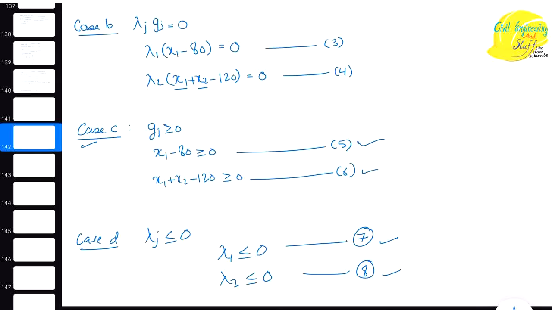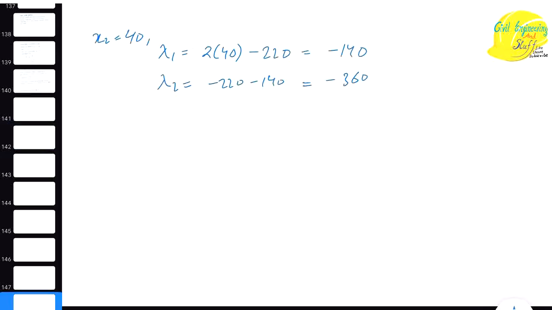Since the values of x1, x2, lambda 1, lambda 2 are obtained using equation 1, equation 2, equation 3 and equation 4, of course they are going to satisfy these equations, right? So we need not check these. So we can say all the cases are being satisfied. So the point x1 equal to 80, x2 equal to 40, lambda 1 equal to minus 40, lambda 2 equal to minus 360 satisfies all the conditions.